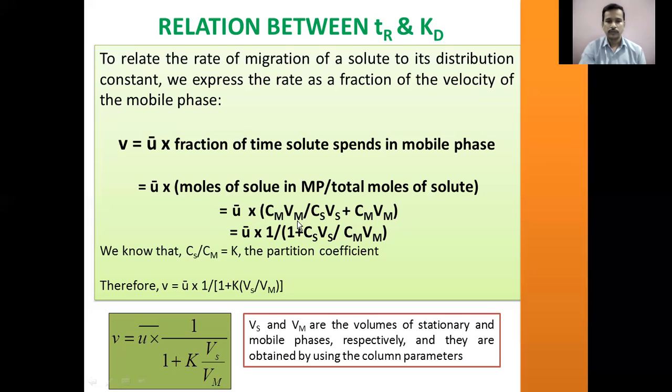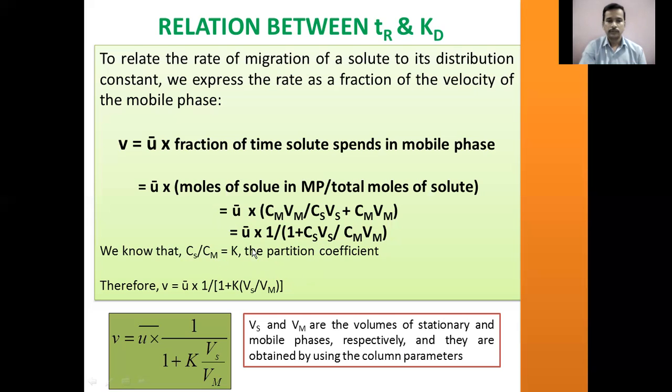Therefore, Cm into Vm divided by Cm into Vm will get cancelled, and at the end you will be left with V equal to U bar into 1 over 1 plus Cs into Vs divided by Cm into Vm. We know from the equilibrium principle that the partition ratio, or distribution ratio, or partition coefficient during the chromatographic separation for the selective transfer of the solute from mobile phase to the stationary phase is denoted by the equilibrium constant, K, which is simply the ratio of the concentration of the solute in the stationary phase to the concentration of the solute in the mobile phase.